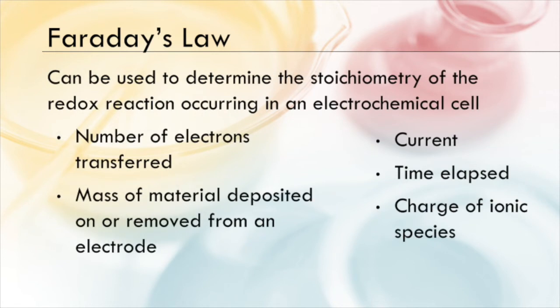Based on Faraday's law, we can use some stoichiometry calculations for redox reactions to determine things like how many electrons are being transferred, the mass of materials deposited or removed from an electrode during a reaction, the amount of current itself, the total time elapsed during electrolysis, and even the charge of an unknown ionic species. Let's take a look at a couple of examples. Do you have your dimensional analysis skills all warmed up?